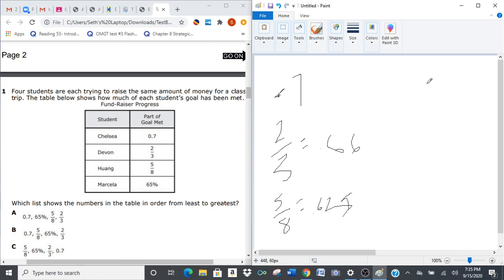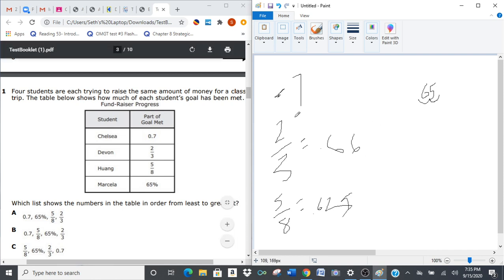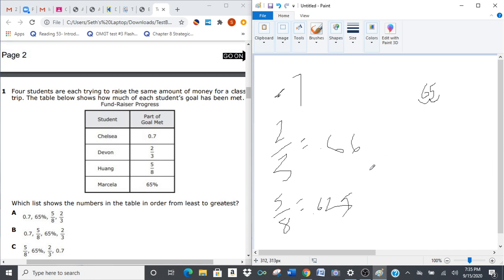All right, and you have 65%. And for 65%, anytime it's a percent, you just move your decimal 2 times to the left. So that makes 0.65. So we have 0.62, 0.625, 0.65, 0.66, and 0.7. So least to greatest, which one is the least? So 0.7 is automatically out because we have all these 0.6s.